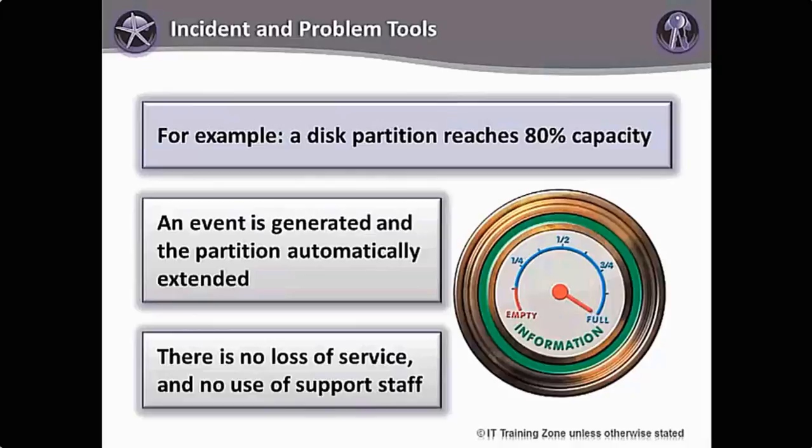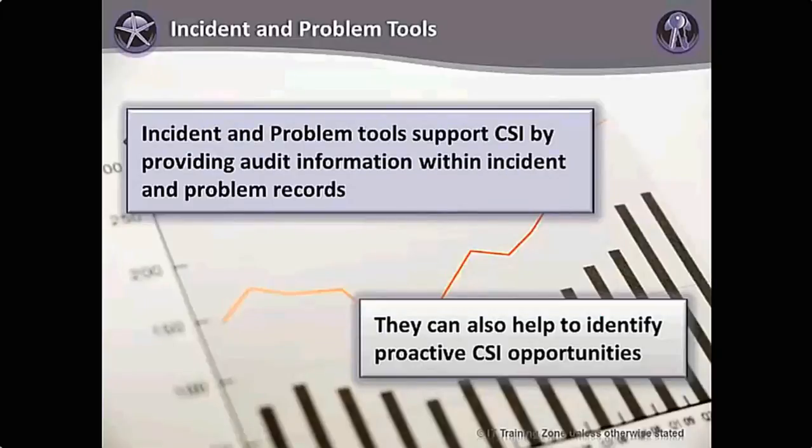For example, a threshold on a disk partition has reached 80% of its capacity. An event is generated, and as a result, the partition is automatically extended. No loss of service, and no support staff have been used. Automated incident and problem resolution tools support continual service improvement by providing audit information within the incident or problem record for future analysis. They also allow the identification of other potential proactive continual service improvement opportunities.